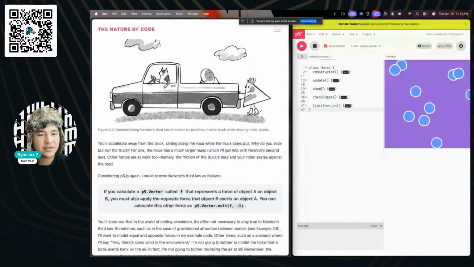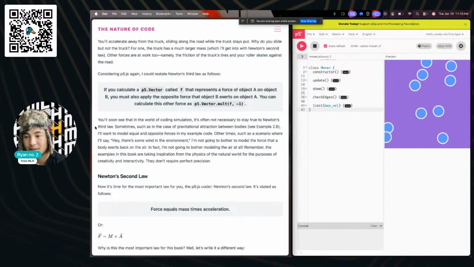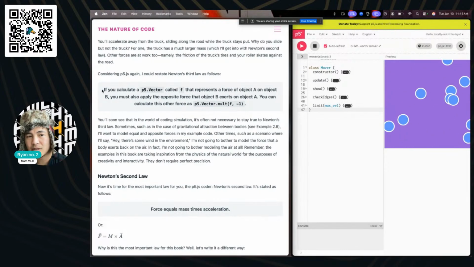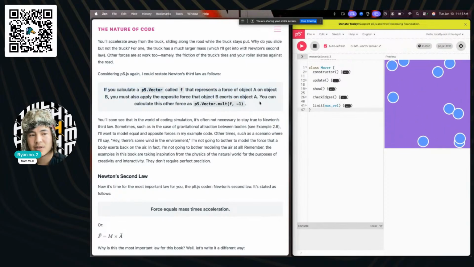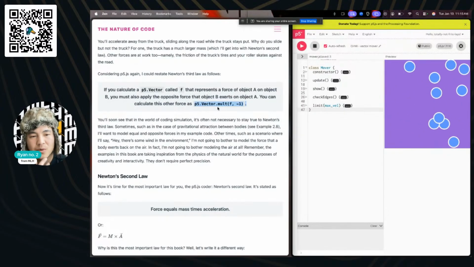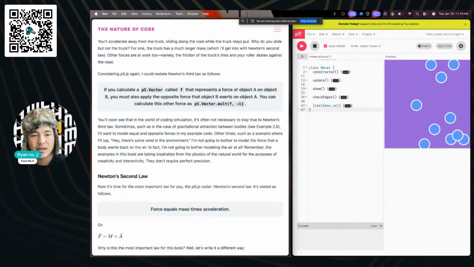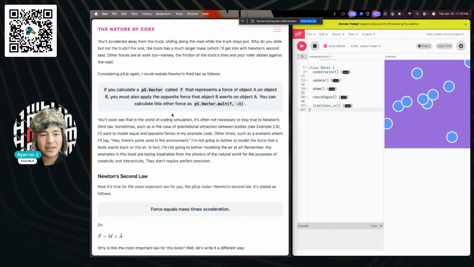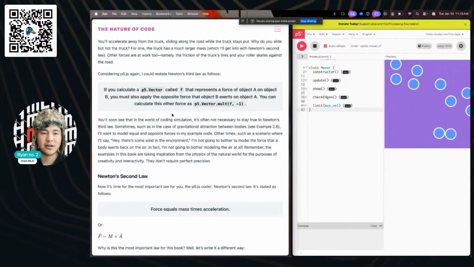Okay, we've got some acceleration things. I'm just going to skip through to the big definitions, and we will go from there. If you calculate a P5 vector called F that represents a force of object A on object B, you must also apply the opposite force that object B exerts on object A. You can calculate this other force as P5 vector dot mult force, 1, and then -1. So we're just basically multiplying by a negative. That makes sense in order to apply the opposite force.